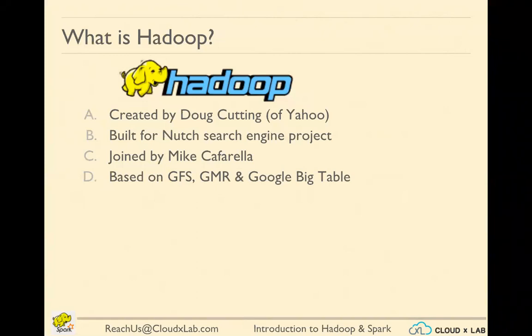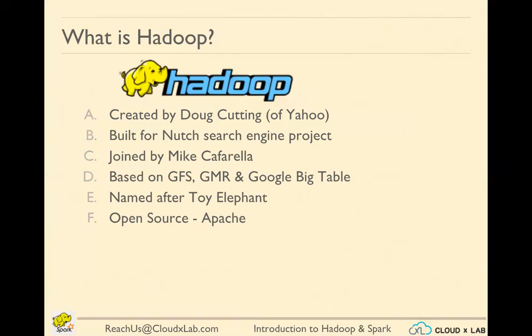So at the same time, Google published their papers called Google File System, Google MapReduce, and Google Bigtable. So Doug Cutting and Mike Cafarella implemented the three papers, and that's what became Hadoop. Hadoop was named after the toy elephant of Doug Cutting's son, and Hadoop was kept open source, and that too with the Apache license.